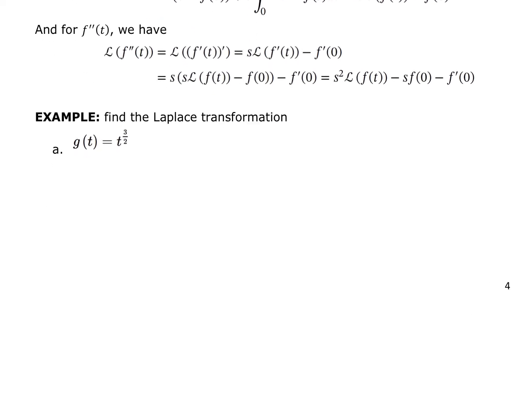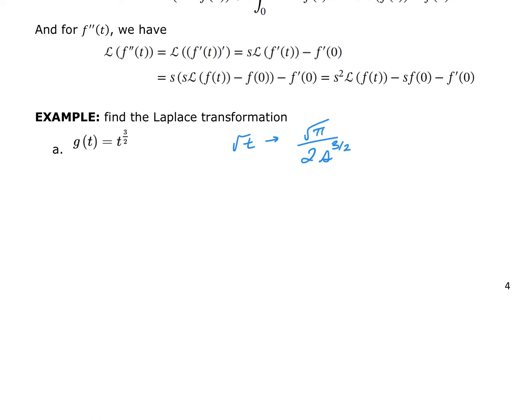If I'm asked to find the Laplace transform of g of t equal to t raised to the 3 over 2, the first thing I'm going to do is see if I've got some formula that's going to work for me. Again, look at the notes at the end of this section. I know that the square root of t is going to give me the Laplace transform of the square root of pi over 2s raised to the 3 over 2. But we also have another one.